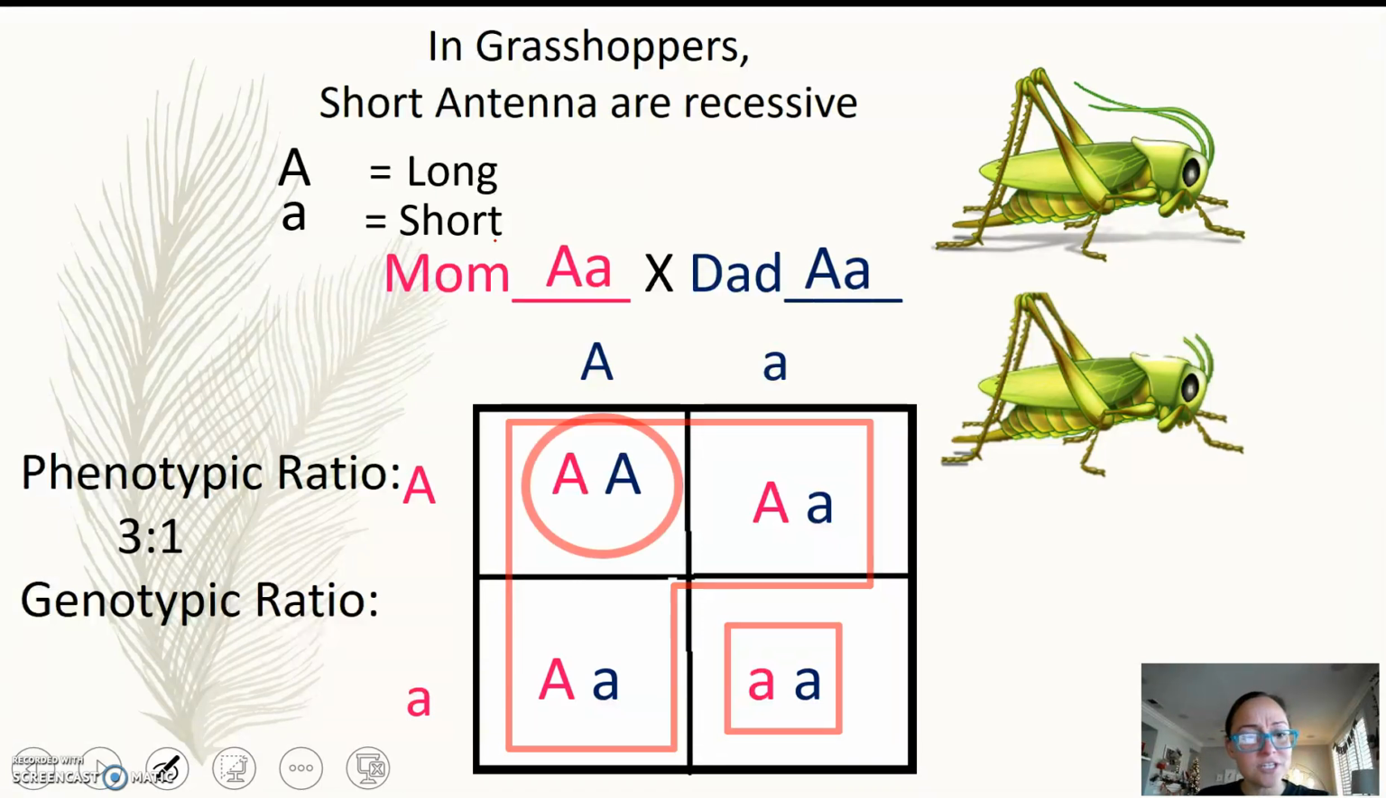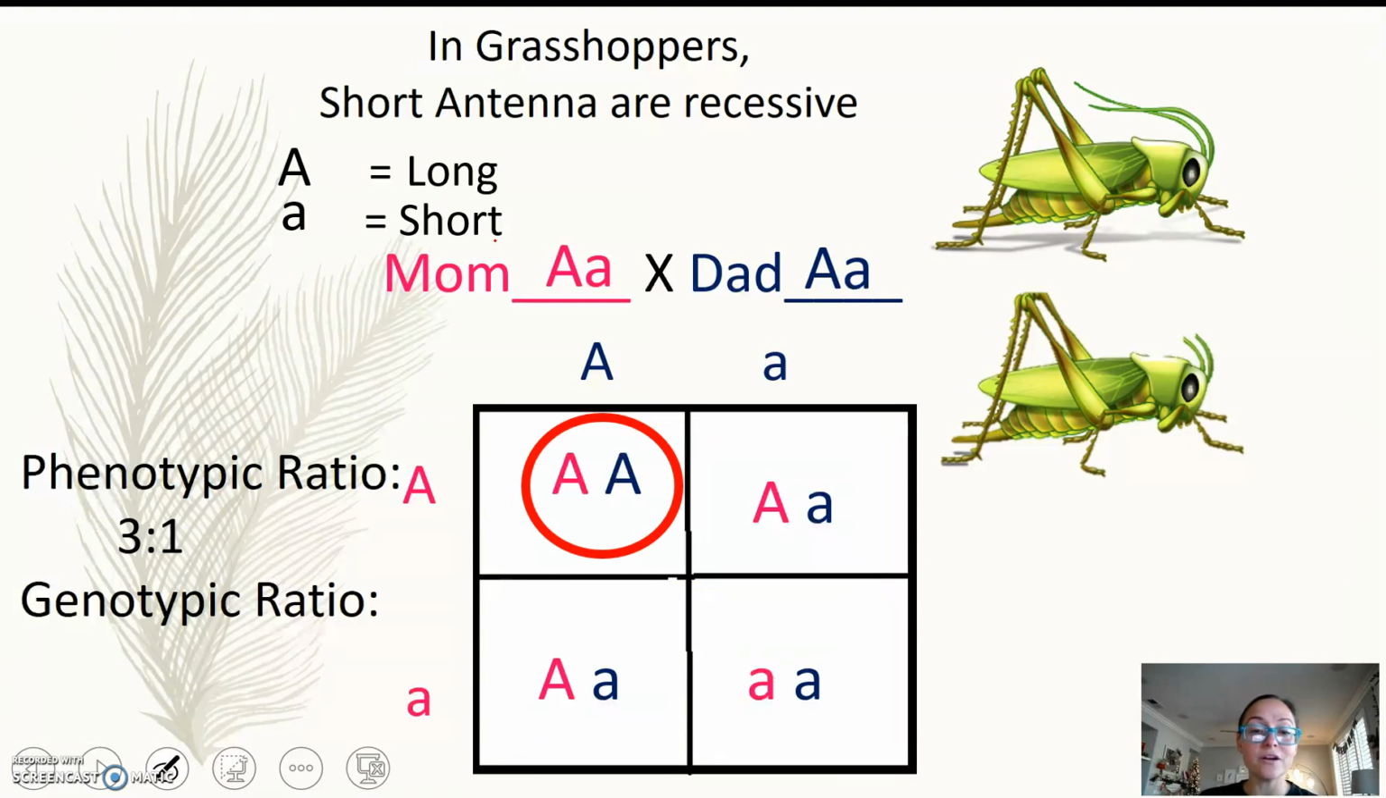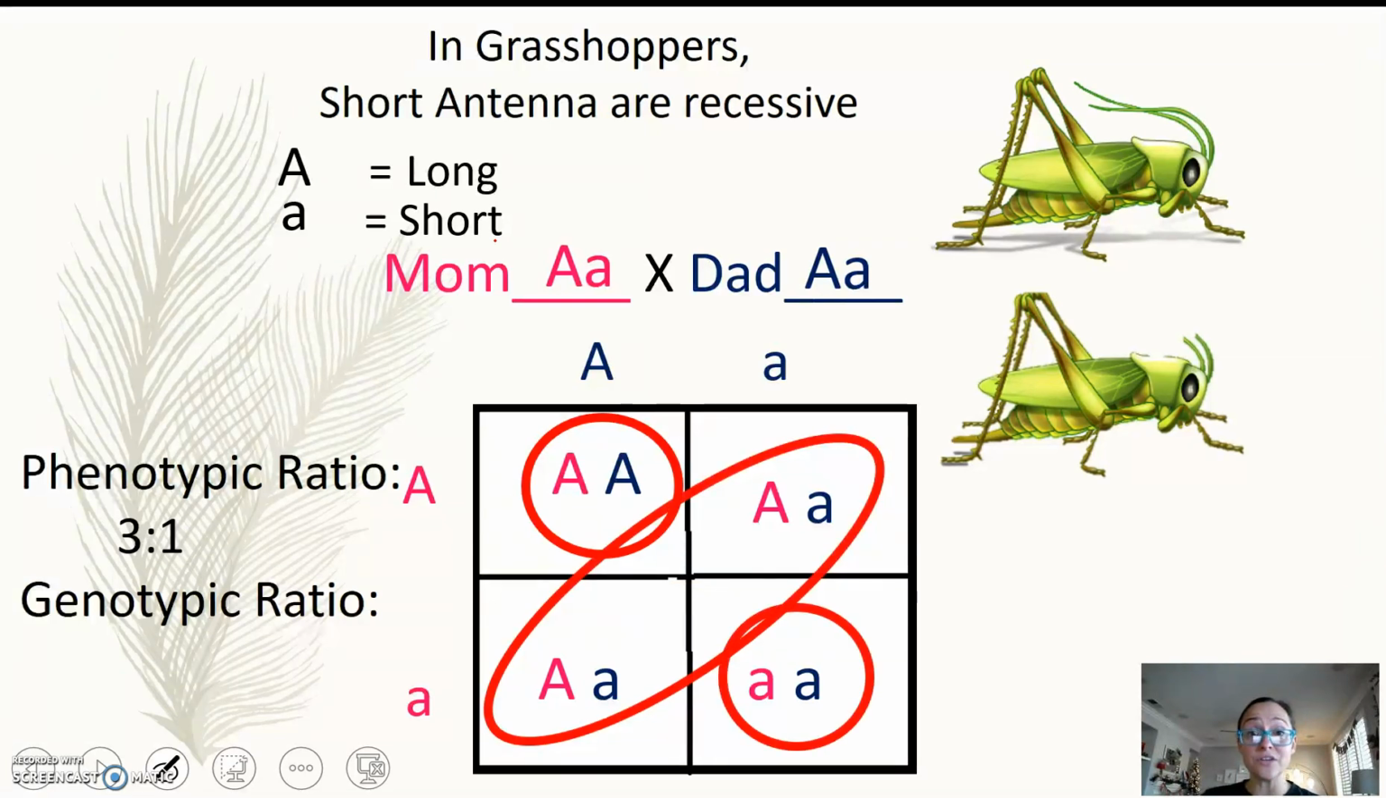And then in the genotypic ratio, you have here 3 different genotypes. So the way we write this is 1 to 2 to 1. And so the genotypic ratio would be that.